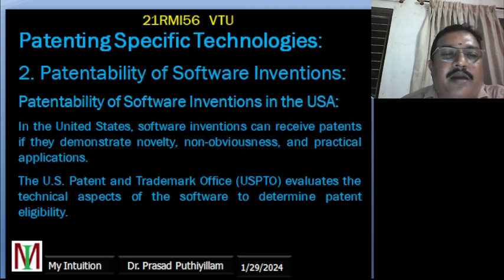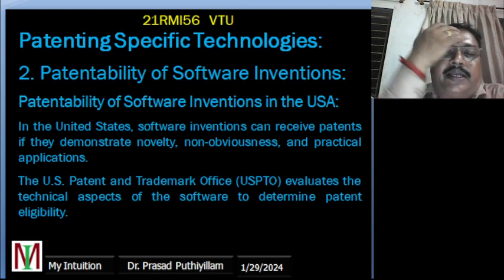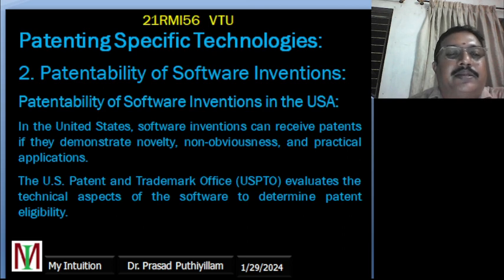Patentability of software inventions in the United States: software inventions can receive patents if they demonstrate novelty, non-obviousness, and practical application. The USPTO, the US Patent and Trademark Office, evaluates the technical aspects of the software to determine patent eligibility. For example, a novel software algorithm which substantially enhances data compression within a software application, showcasing technical innovation and practical utility, can be patented easily in the US.